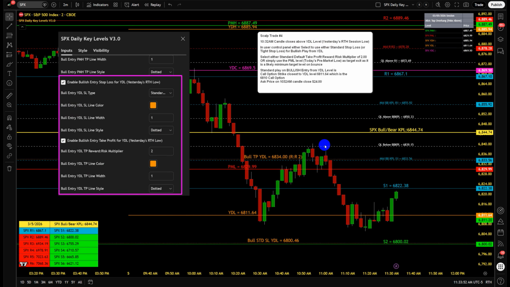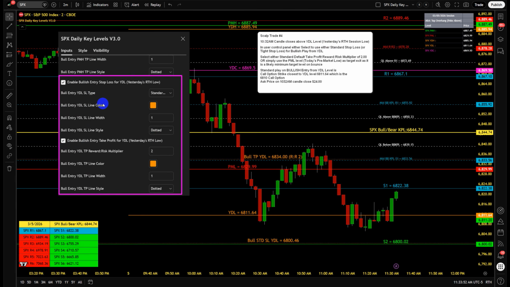Okay, so we're going to look at the last trade, the scalp trade number 4. This is showing you in the user control panel. This is just scrolling down and taking a screenshot. These same things that you have for the bullish or bearish trades for any of the PMH, YDH, YDC, PML, and YDL levels.